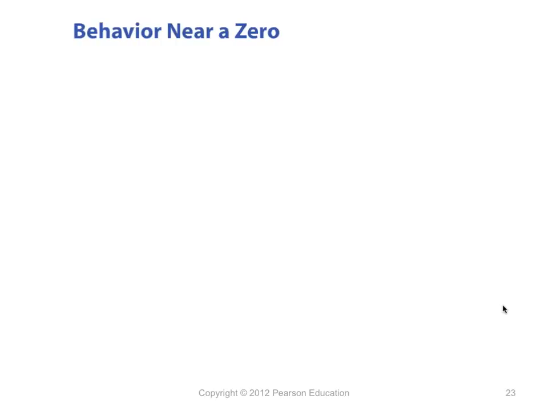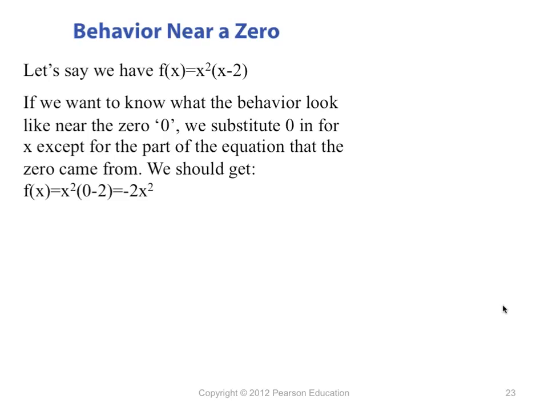Okay, we can also find behavior near a 0. So if we look back at this example, f of x equals x squared times x minus 2, if we want to know what the behavior looks like near the 0, 0, which is from this first part here, what we do is we take 0 and we substitute that in for x, except for the part of the equation that the 0 came from. So we're not going to substitute it in here, because if we do that, we're just going to get 0 for the whole thing, which is boring.